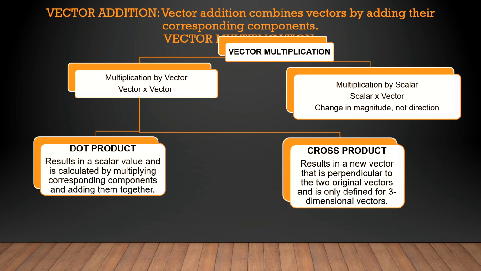Vector algebra consists of vector addition and vector multiplication. Vector addition combines the vectors by adding just their corresponding components. Vector multiplication can be done in two ways. When a vector is multiplied by a scalar, there is a change in magnitude but not in direction. Second case, when a vector is multiplied by a vector, there are two possibilities. The first one is the dot product. The dot product, or scalar product, results in a scalar value, and it is calculated by multiplying the corresponding components and then adding them together.